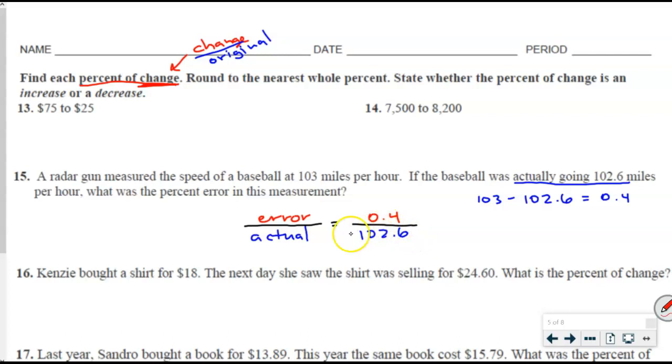So it was off by 0.4 miles per hour. What was it actually? 102.6. So is this going to be a pretty big error, pretty small error? In the grand scheme of things, it's going to be pretty small, right? Type that into your calculator. What did you get? The error is compared to the actual or the accurate measurement.